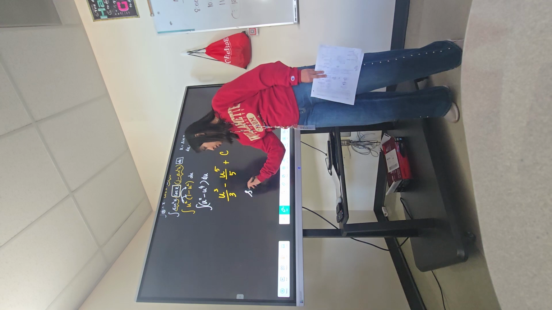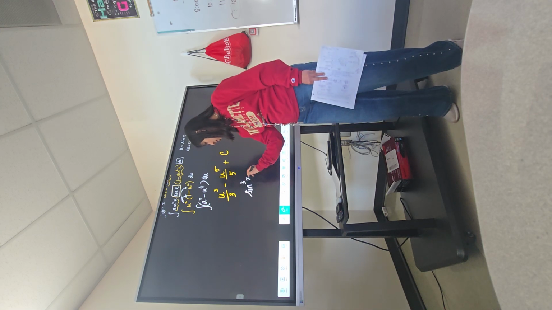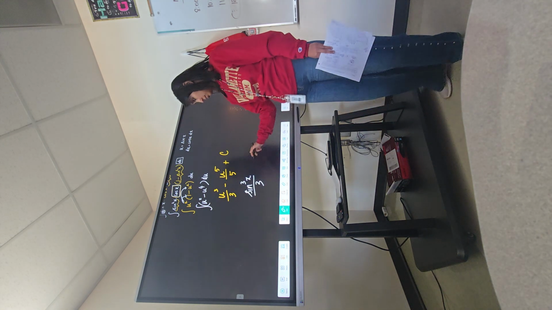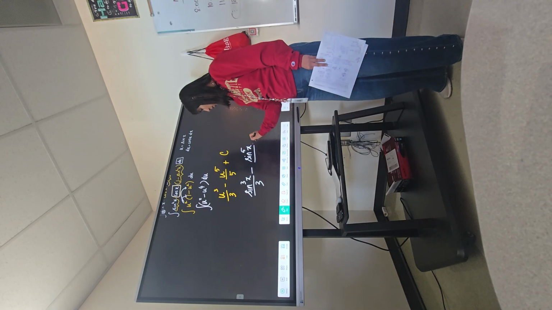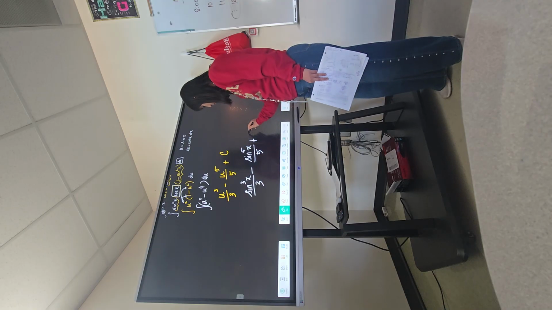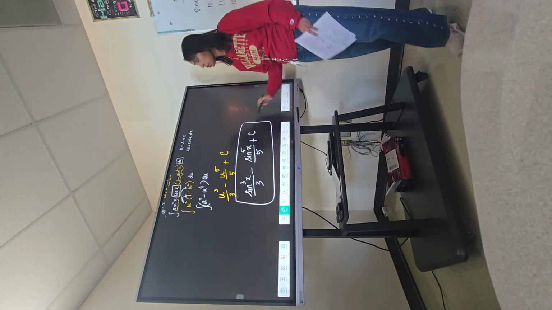So our answer is going to be sine cubed x over 3. Make sure you put the x. Minus sine to the 5th power, plus c. This is our answer.